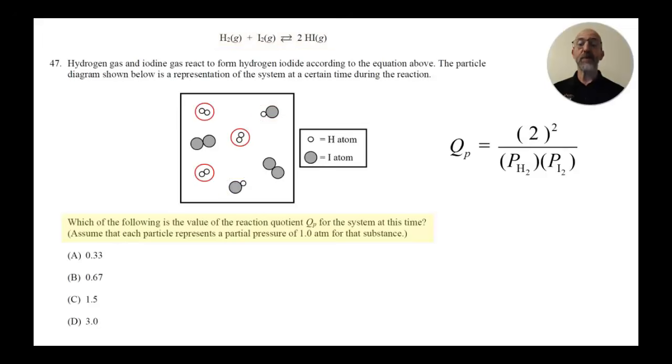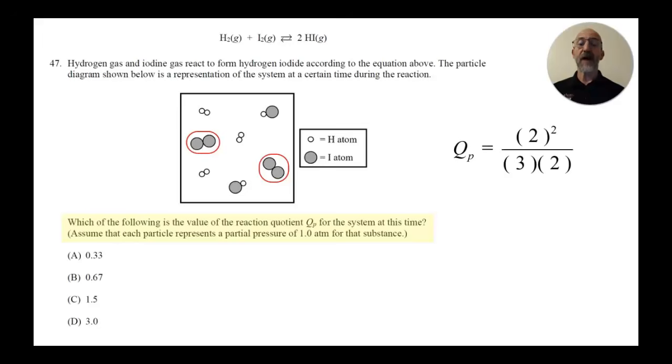I see 3 particles of hydrogen. That would be a partial pressure of 3 atmospheres. I see 2 particles of iodine. That would be a partial pressure of 2 atmospheres. Now that my numbers are in place, I will go ahead and do the math.